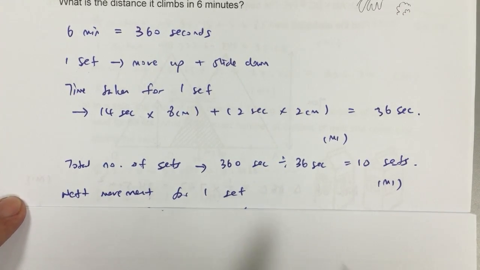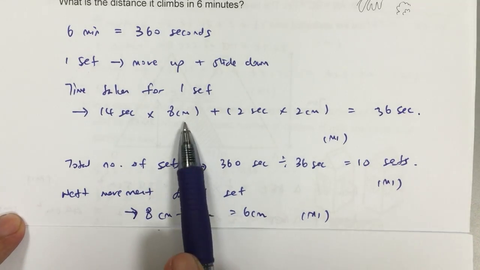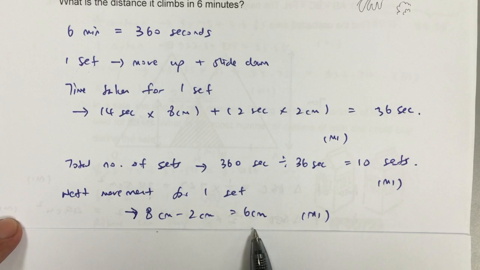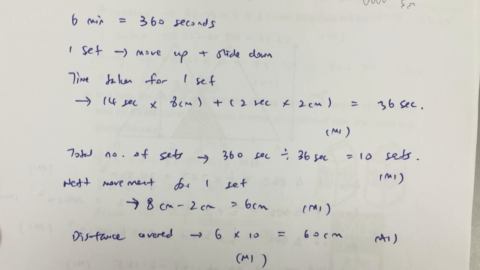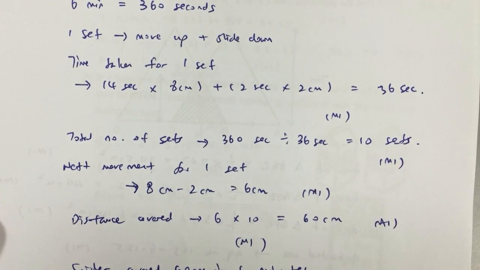Next, the movement for one set will be 6 centimeters, right? Because it moved up 8 cm, then came down 2. So every set, it will move 6 cm. So for 10 sets, I times 10. I have 60 cm. So the distance covered will be 60 cm in 6 minutes.